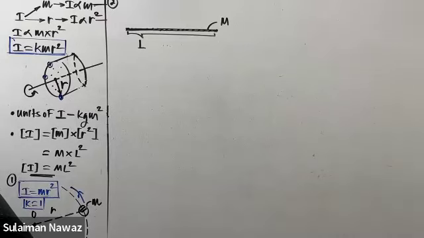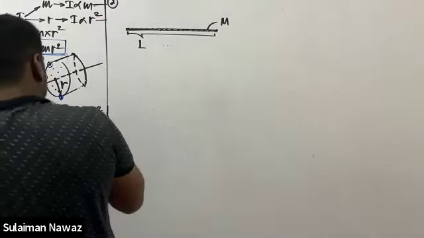Moment of inertia of a uniform thin rod of mass capital M and length capital L about an axis which goes through the midpoint of the rod. Midpoint of the rod. Okay, right?